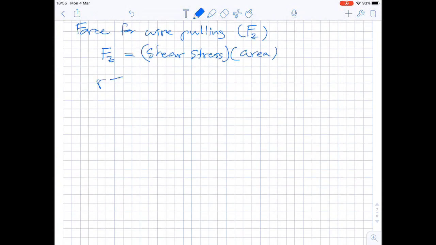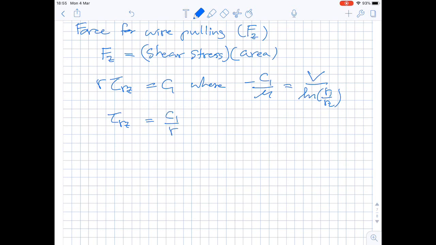So originally we have R tau Rz equal to C1, where minus C1 over mu equal to V over logarithm R1 over R2. This was obtained based on the boundary condition. So in this case, tau Rz should be C1 over R. Basically, it would be minus mu V over R ln R1 over R2.